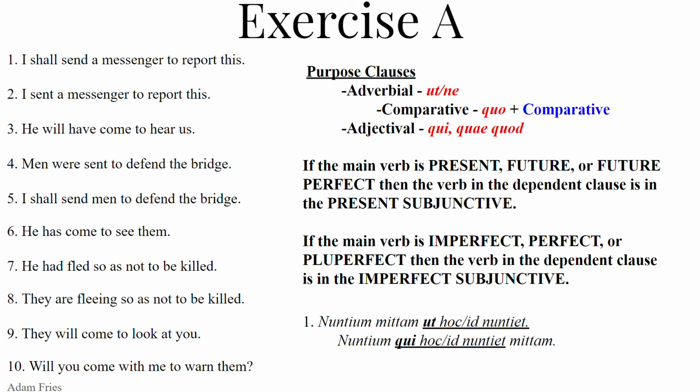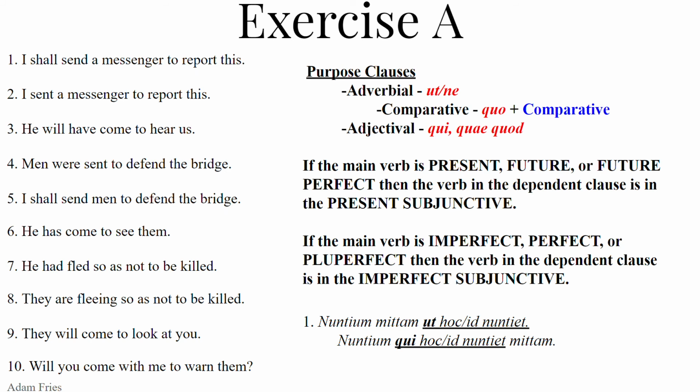Fugiunt, u-n-t. Fugiunt, ne, and then present subjunctive: interficiantur. It's interfici, add the a, and then the ntur, interficiantur.